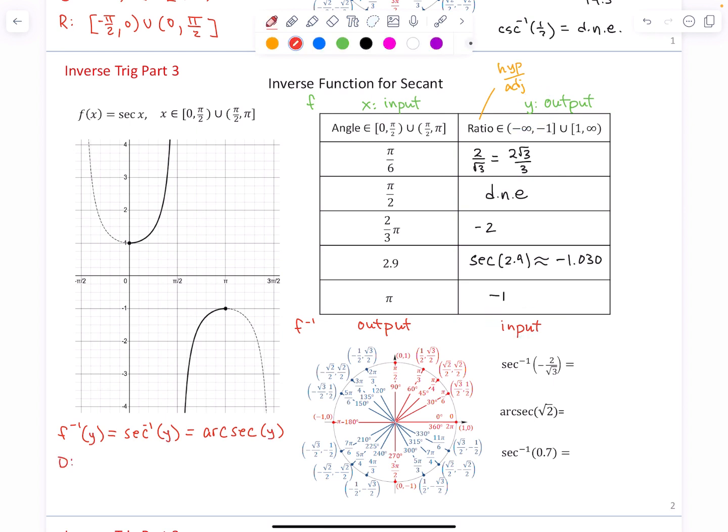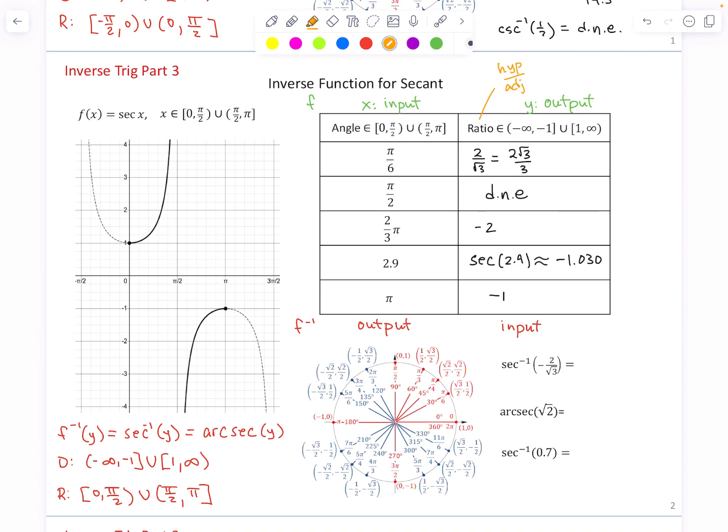And the domain of this inverse function will be precisely these ratios, again, with a gap between -1 and 1. This is the same domain as the inverse cosecant function, but the range will be very different. The range will be angles in the first or second quadrants, whereas for arccosecant, it was fourth or first quadrant. This corresponds to angles that sweep out the first quadrant or the second quadrant. Of course, pi halves would not be possible, because the secant is undefined at pi halves.